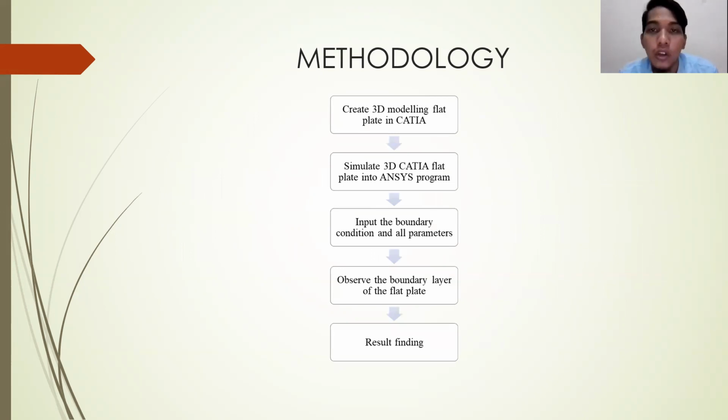So this is the methodology for this research. First of all, create a 3D model of the flat plate in CATIA, and then import the 3D CATIA flat plate into ANSYS Fluent. Next is to input the boundary conditions and all the parameters, such as the density of air, the velocity, and others. And then observe the boundary layer of the flat plate. Lastly, result.